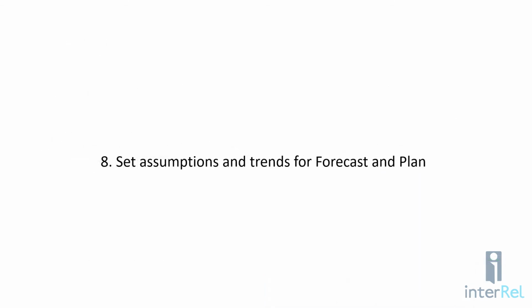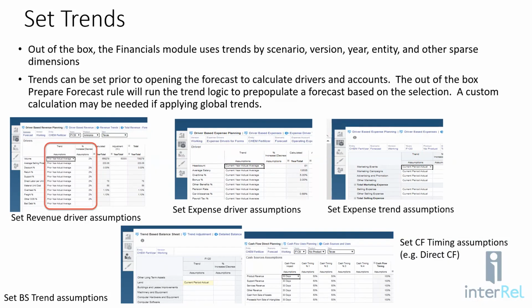Step 8. Set assumptions and trends for forecast and plan. Out of the box, the module provides settings to define drivers and trend methods for future periods. Trends can be set prior to opening the forecast to calculate drivers and accounts. The out-of-the-box prepare forecast rule will run the trend logic to pre-populate the forecast based on the selection. A custom calculation may be needed if applying global trends.